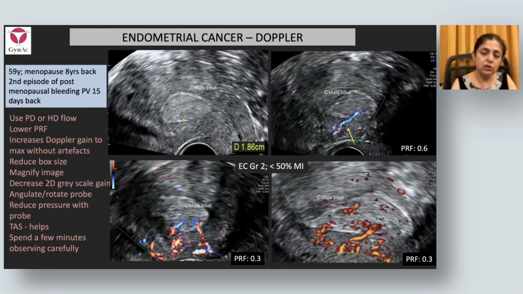We should avoid undue pressure with the probe. We may have to angulate or rotate our probe so that we are able to see the vessels properly. It's important to spend a few minutes observing carefully, and a transabdominal scan also very often helps.